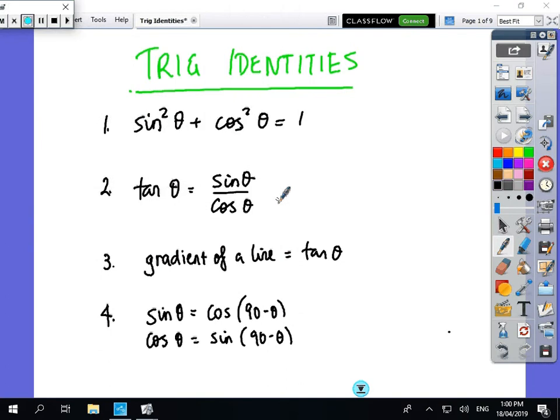Hi, we're just going to talk about a few trig identities which are useful. Now, I've listed them on the front page, and then I'll go through the proofs and some examples.